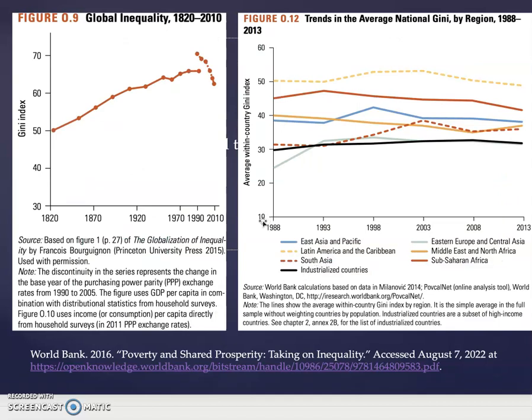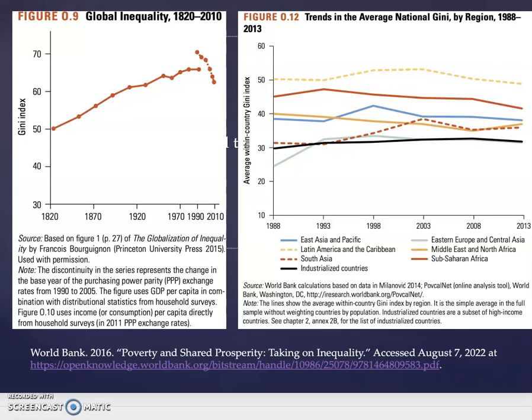And this comes from the 2016 Poverty and Shared Prosperity Report, Taking on Inequality. What we see here is an increase in the Gini index, basically from 1820, and you can think about the historical rise of capitalism here, all the way up until fairly recently, and then more recent reporting of a decline in the Gini index overall. The trends in the average national Gini by region, again, you can see regional breakdown here, Sub-Saharan Africa represented, Latin America and Caribbean on the top as well.